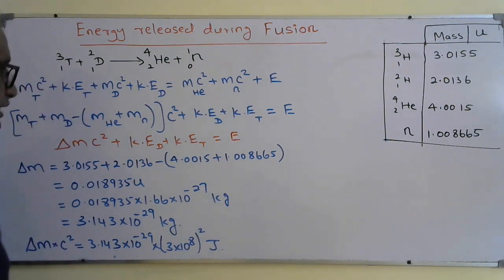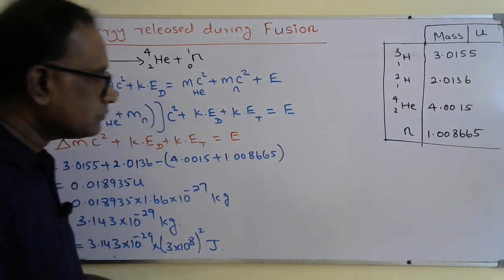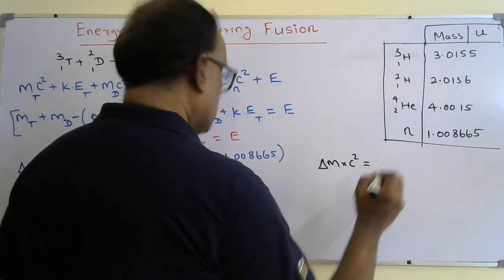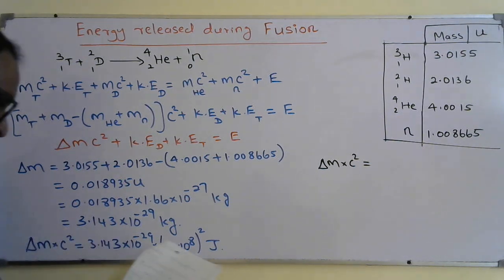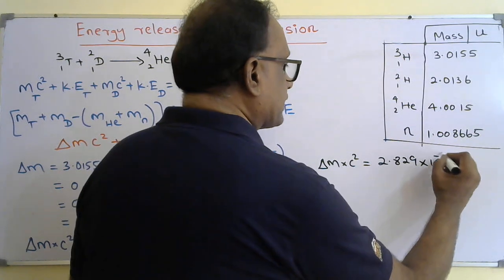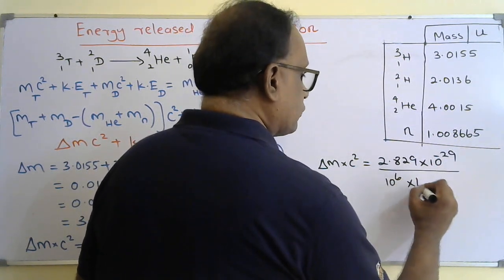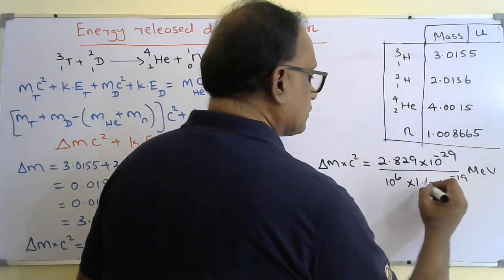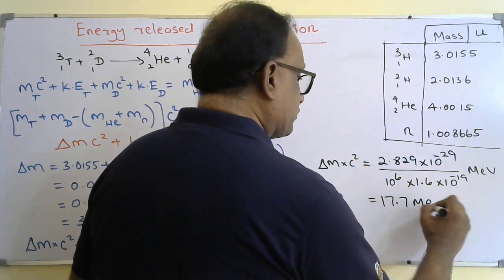Convert this to mega electron volt. Whatever answer you get will be 2.829 times 10 to the power minus 12 joules divided by 10 to the power 6 times 1.6 times 10 to the power minus 19, in mega electron volt. You will end up with 17.7 mega electron volt.